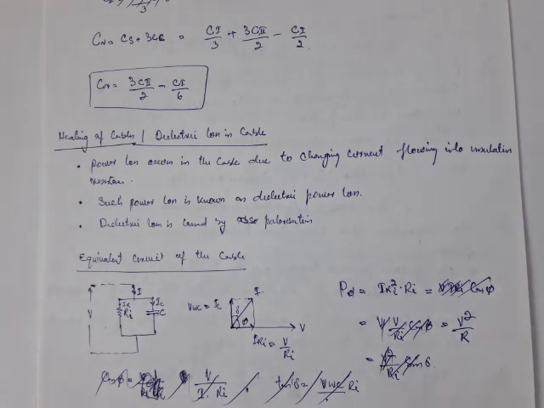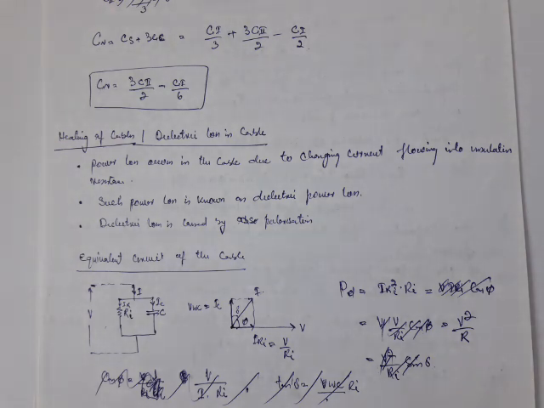I told you earlier that the more the insulation resistance of a cable, the better the cable, because when the insulation resistance is more, the charging current is less. Sorry, the leakage current is less. So when such a current flows, it results in power loss. That power loss is also known as dielectric power loss.